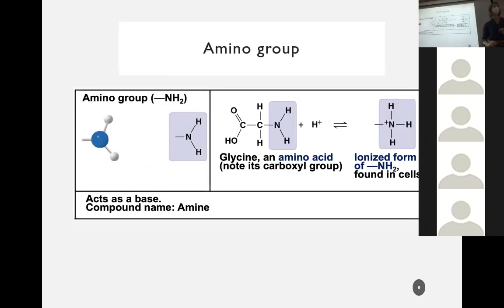All right, next we have amino. And I mentioned amino is easy because this is the only one that has nitrogen in it. So N plus 2 H's coming off of either side of the N makes it an amino group. Obviously important in amino acids if you've heard of those. You'll become very familiar with amino acids when we get into proteins. They make up proteins.